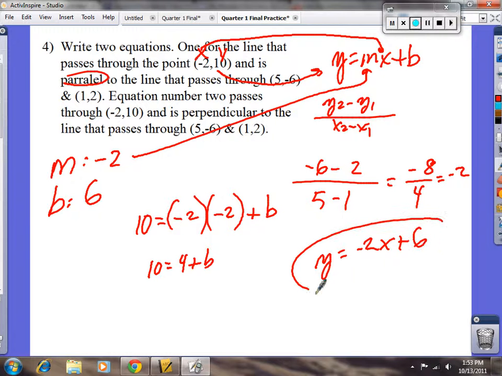Well, we have to plug it in. You don't have to, but you'll get full credit if you find m and b. But this is the best. This is one step further. This is what separates the big leaguers from the little leaguers.